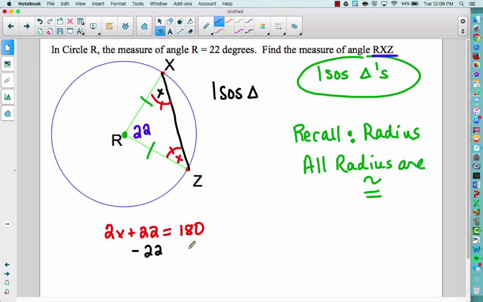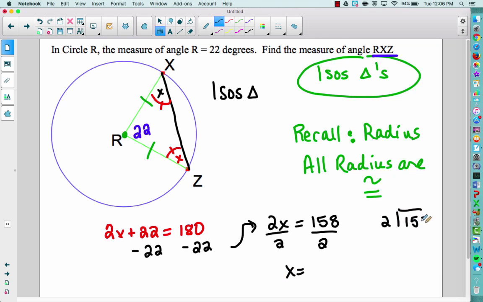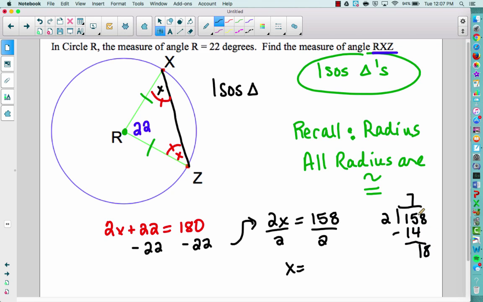I'm going to subtract 22 from both sides. And so I get 2x equals, what is that, 158? Yep, 158. And then divide by 2. And so I get x is equal to, let's see, 2 into 158. 2 goes into 15 7 times. I get 14. I subtract. And I bring down the 8. So 2 goes into 18 9 times. So 79. Look, I didn't even need a calculator.